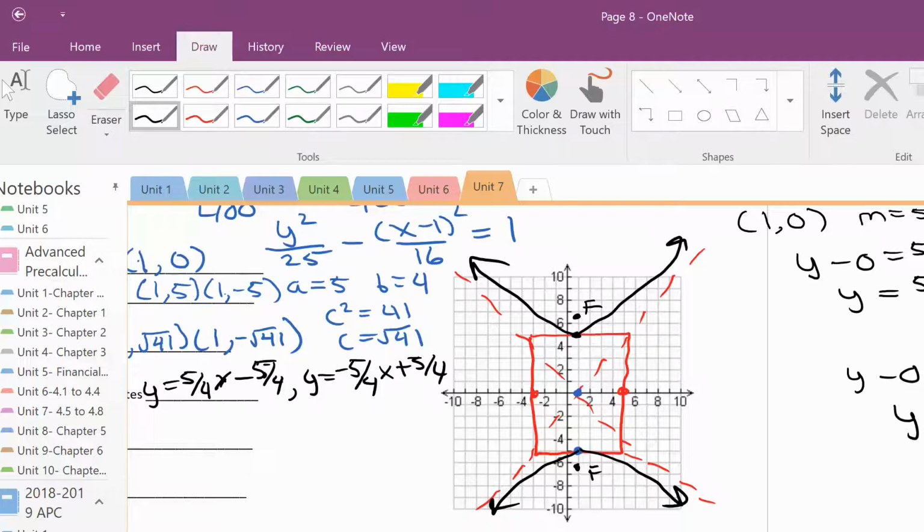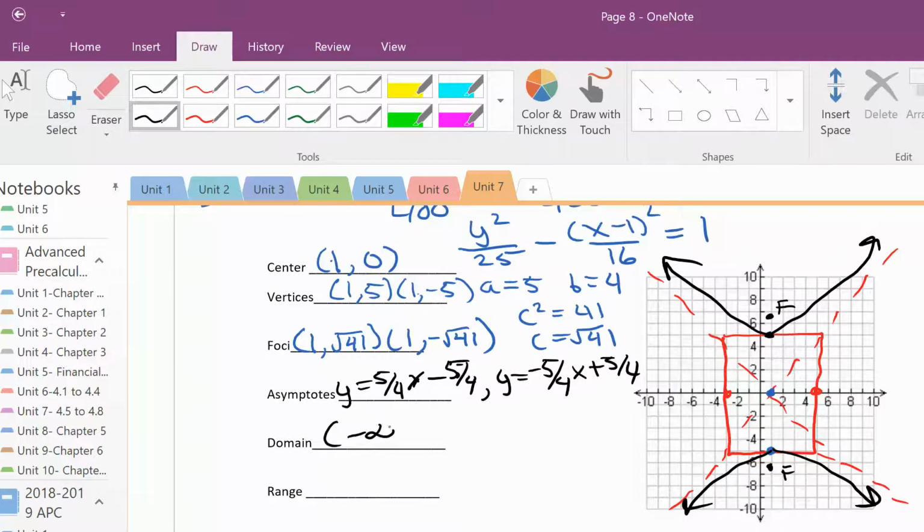And remember, the domain here is all real numbers. And the range is going to be from negative infinity to the first vertice, which is negative 5, and from the second vertice, 5, to infinity.